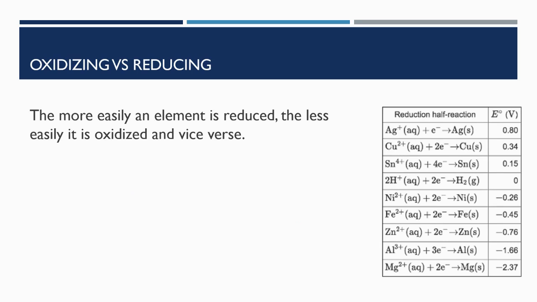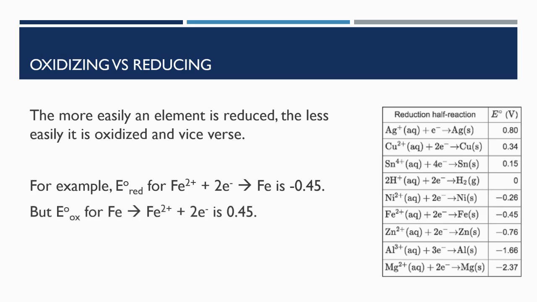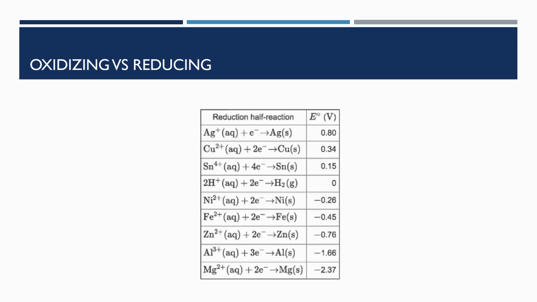When we talk about oxidizing versus reduction, the more easily something is reduced, the less easily it's oxidized, and vice versa. So, for example, the electric potential for the reduction of iron 2 positive is negative 0.45. But if we oxidize it, it's positive 0.45. So that substance is more easily oxidized than it is reduced. And as we look at this table, the most easily reduced substance was silver ions. The most difficult substance to reduce is magnesium ions.